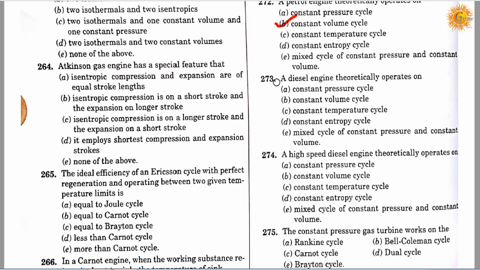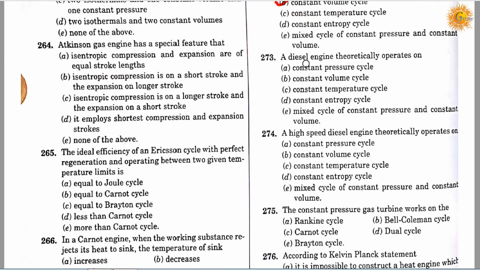Question number 273. A diesel engine theoretically operates on: option A, constant pressure cycle; option B, constant volume cycle; option C, constant temperature cycle; option D, constant entropy cycle; option E, mixed cycle of constant pressure and constant volume. So the correct answer is A, a constant pressure cycle.